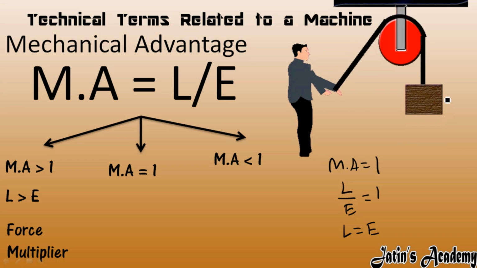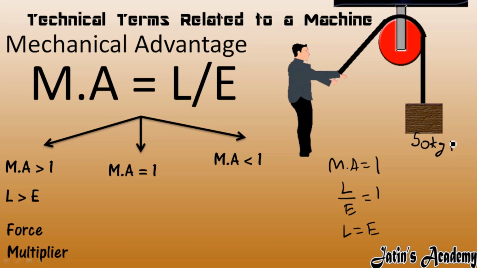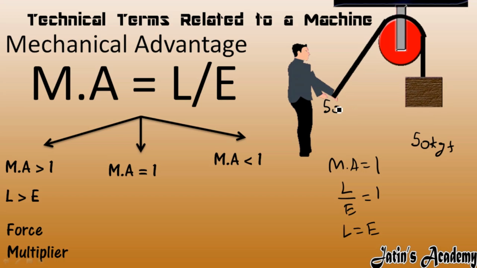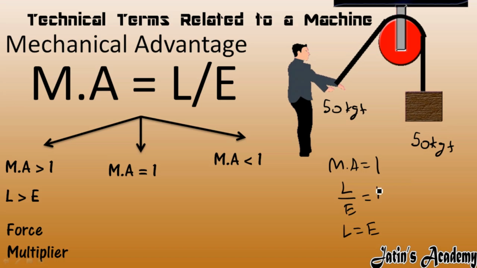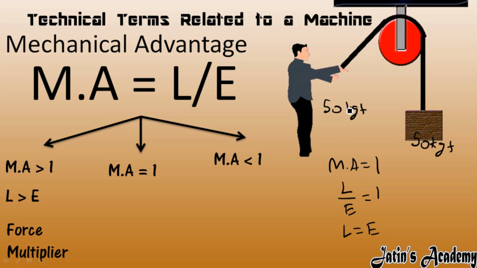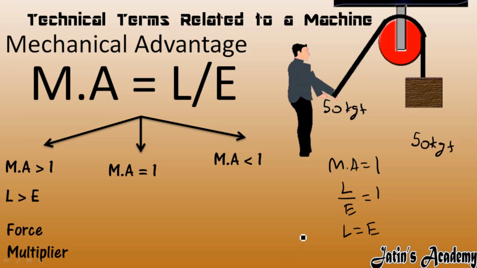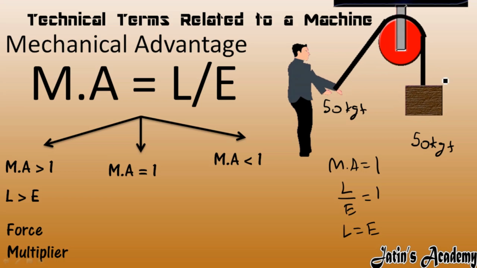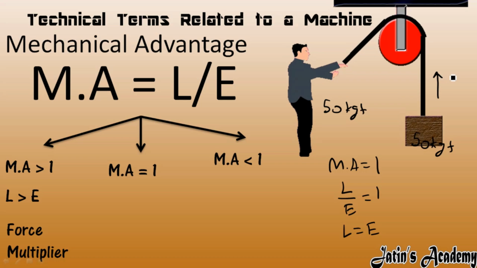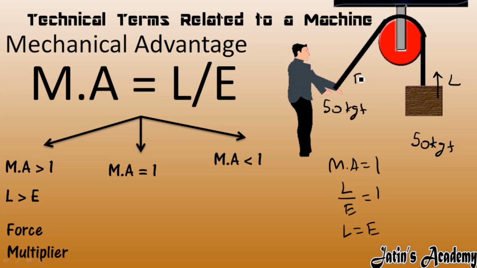Because for example, if this block is 50 kgf, then you have to apply 50 kgf in order to lift the load. If the block is 50 kgf and you also have to apply 50 kgf, then what is the need of the machine? The need of the machine is that you are able to change the direction of effort. Carefully listen. Here you want to move the load in the upward direction, but you are applying the effort in the downward direction, which is convenient for you.